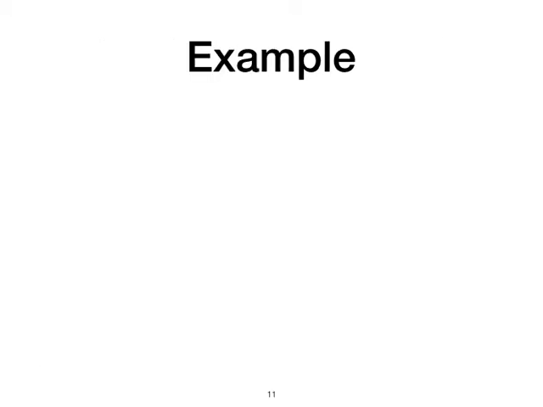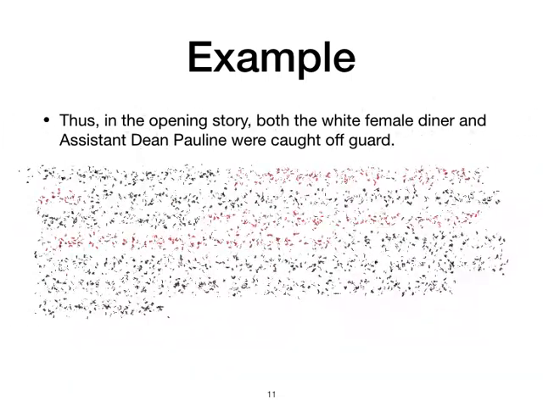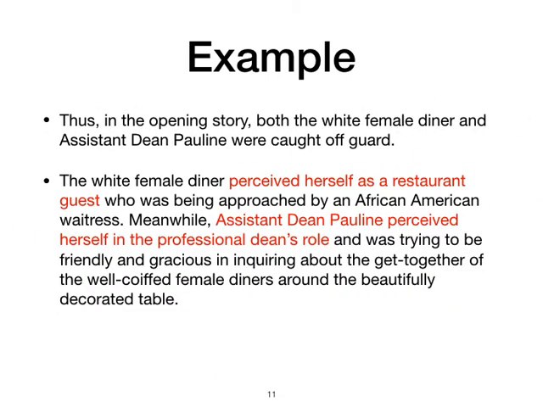Now again, the example in the opening story: both the white female diner and Assistant Dean Pauline were caught off guard. Obviously, they were caught off guard. They didn't know how to respond to each other because it was an awkward circumstance. The white female diner perceived herself as a restaurant guest who was being approached by an African American waitress.